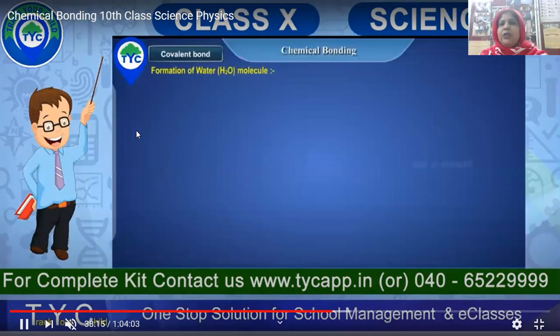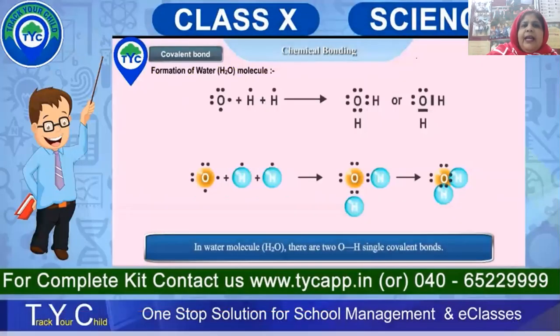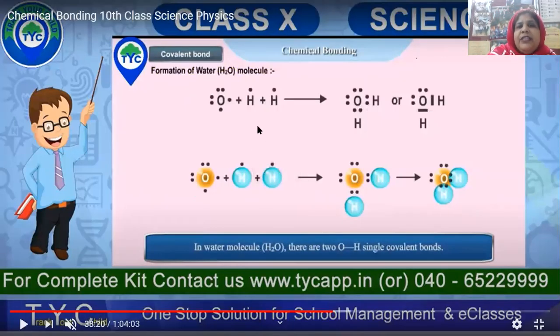Now the formation of the water molecule, as I've already told you. Again, you can see how they are combining with each other. Oxygen requires 2 electrons, whereas each hydrogen requires 1. So 1 oxygen can share its electrons with 2 hydrogens, and that's how a single covalent bond is formed. In the water molecule H2O, there are 2 H and 1 O, and a single covalent bond is formed between each H and the O.